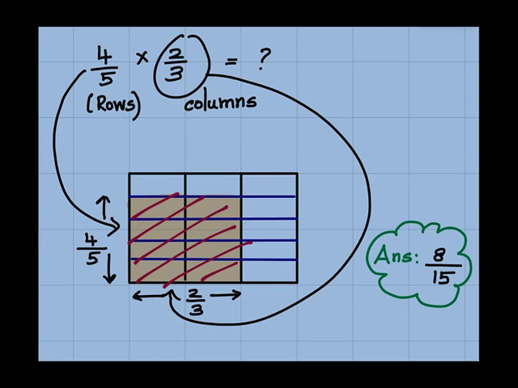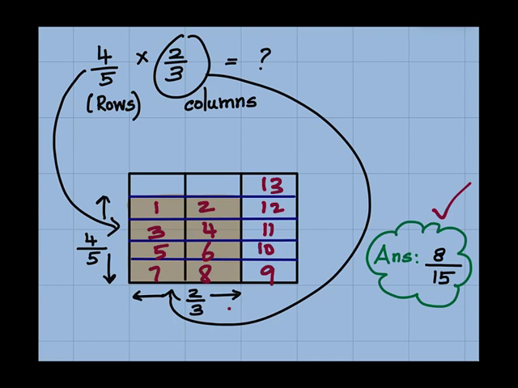4/5 times 2/3. So how did we get the answer 8 by 15? If you see here, 8 shaded portions must be there. Like 1, 2, 3, 4, 5, 6, 7, 8. 8 shaded portions. And the total number of boxes is 15. Like 9, 10, 11, 12, 13, 14, 15. The total number of boxes is 15. So that is how we got the 8 by 15.